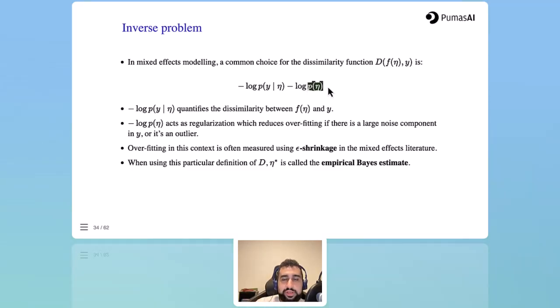And then here is the prior of eta. And the idea is that this here actually acts as a dissimilarity measure between f of eta and y. To take an example to try and understand why this acts as a dissimilarity, let's imagine that this distribution here was just a Gaussian centered around 1, for example. So it has a mean of 1 and a standard deviation of 0.1, right? So that's what the f of eta value is for a specific value of eta, let's assume.